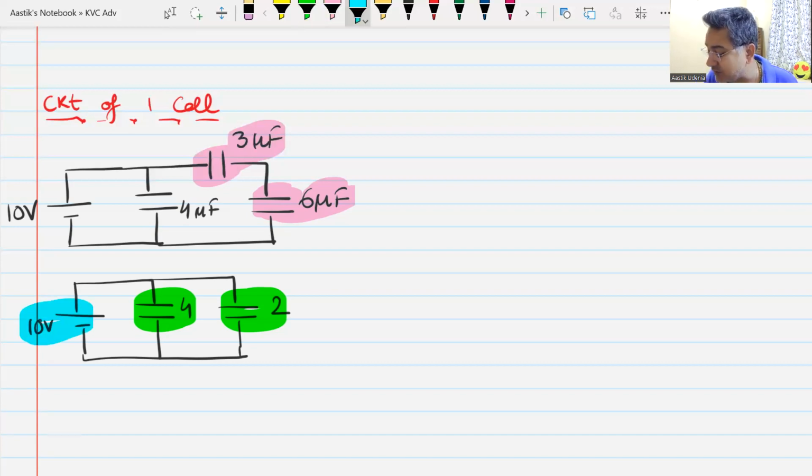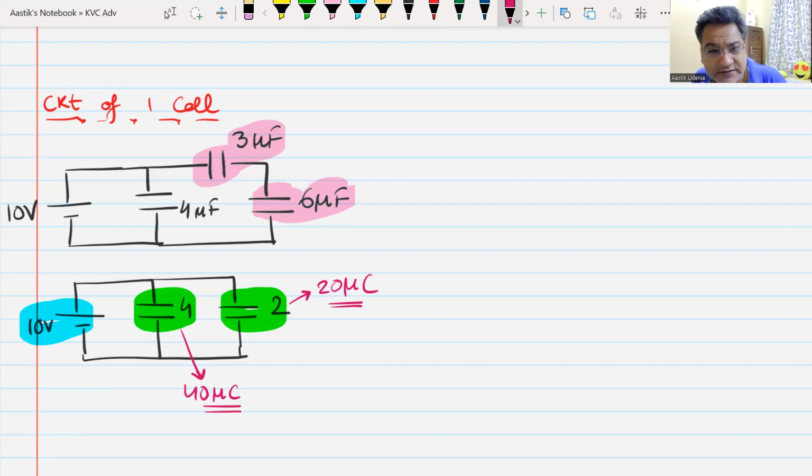So straight away you can find out the charge on each of these capacitors. What will be the charge on this capacitor? 20 μC, sir. 20 microcoulomb. And what will be the charge on this capacitor? 40 μC. 40 microcoulomb. Straight away you get your answers.